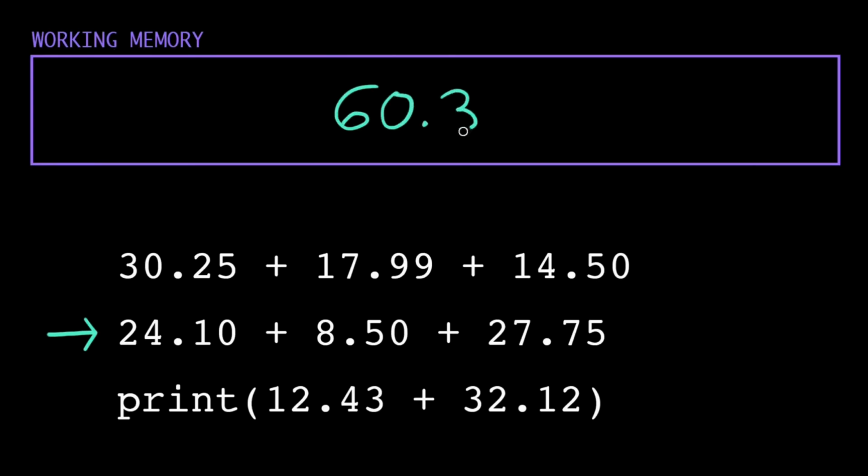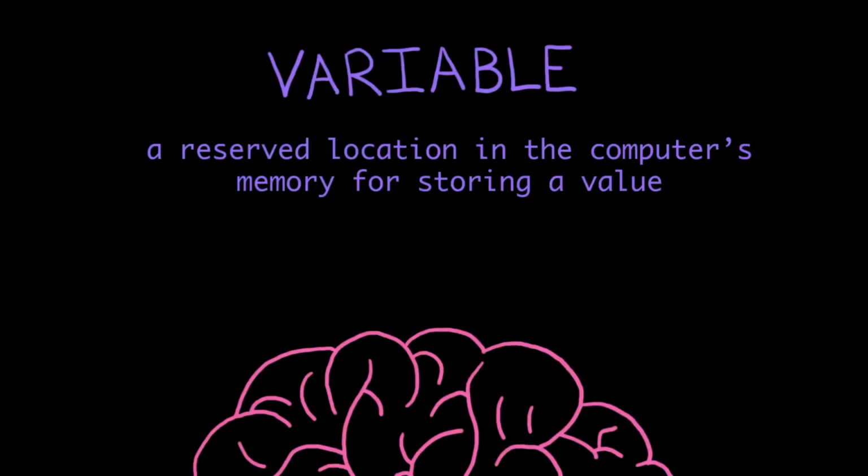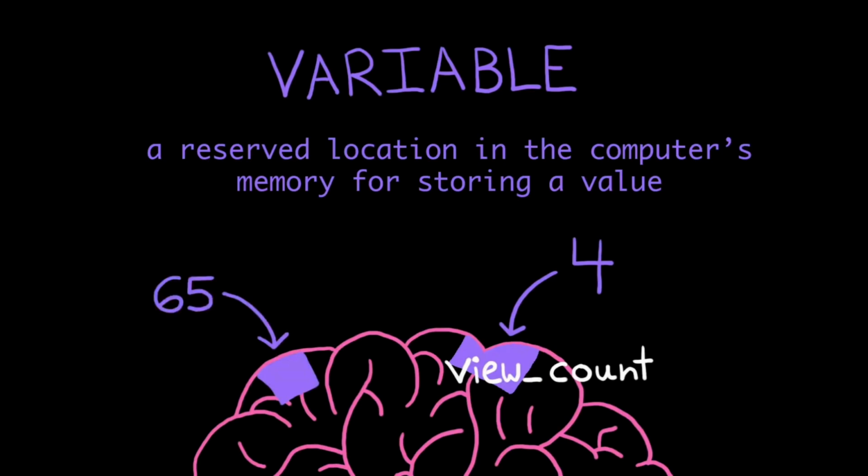We need a way to tell the computer, hey, remember the result of this instruction this time. I'm going to need this value later. To do that, we use variables. A variable is a reserved location in the computer's memory for storing a value. We associate each location with a name, so it's easy for us as the programmers to refer to a specific location later. We can also update the value that a specific name points to over time.